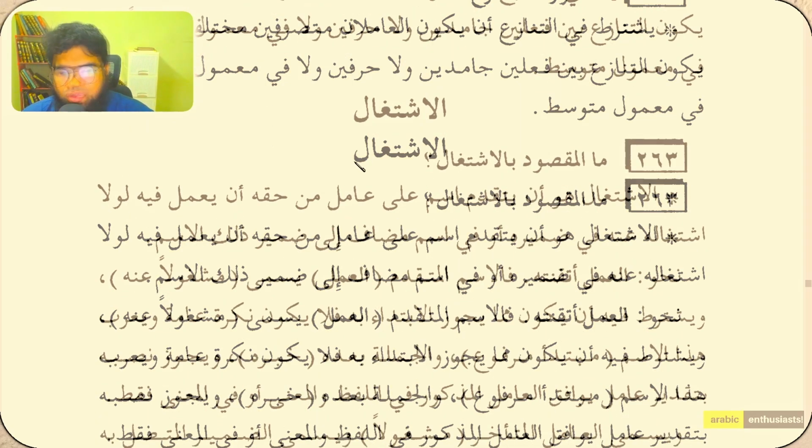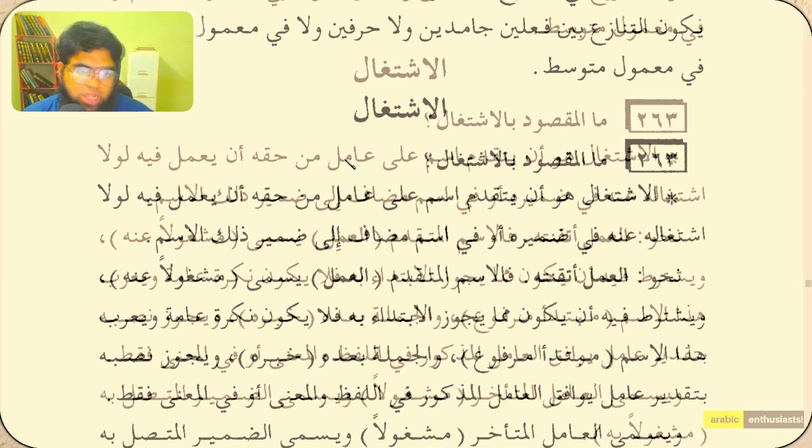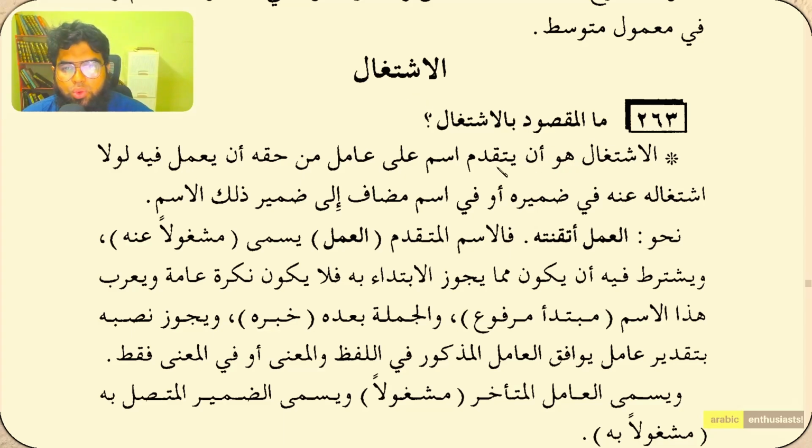But we have اشتغال also. اشتغال is, there's only one عامل and two nouns. ما المقصود بالاشتغال؟ الاشتغال هو أن يتقدم اسم على عامل من حقه أن يعمل فيه لولا اشتغاله عنه في ضميره أو في اسم مضاف إلى ضمير ذلك الاسم. الاشتغال is what? It's busy. هو أن يتقدم اسم على عامل. That a noun precedes the عامل. Okay, like جاء is a verb. زيد comes before. من حقه أن يعمل فيه. And you're saying زيد جاء, and from its right it should act upon it. لولا اشتغاله عنه في ضميره, but there's a pronoun which is coming later on. أو في اسم مضاف إلى ضمير, or a pronoun which is ضمير ذلك الاسم.